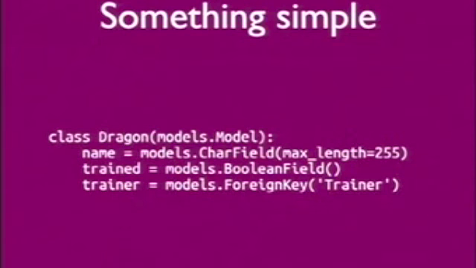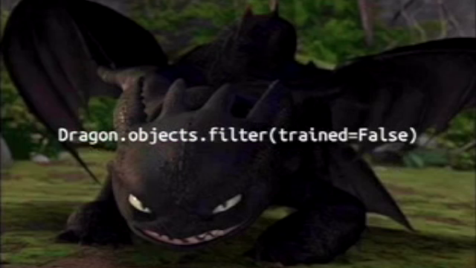So let's suppose we've got a model. It's going to be a Dragon model. It's got a name. It's got a Boolean field that says whether it's trained or not, and it's got a foreign key to some other model called Trainer. Nice, simple model, nothing particularly clever going on here. And we're going to run the query Dragon.objects.filter(trained=False). So we're going to get all the untrained dragons, our friend Toothless here from the movies.